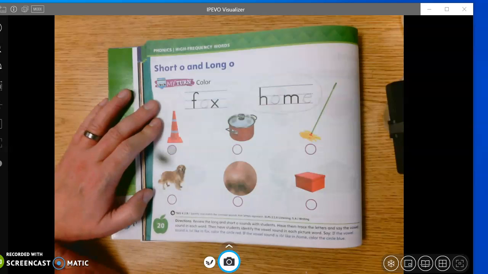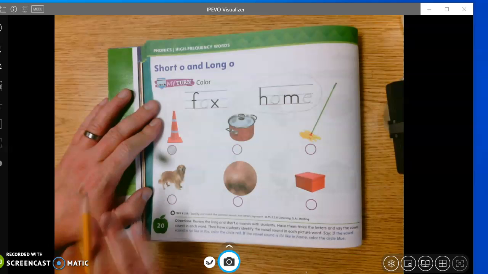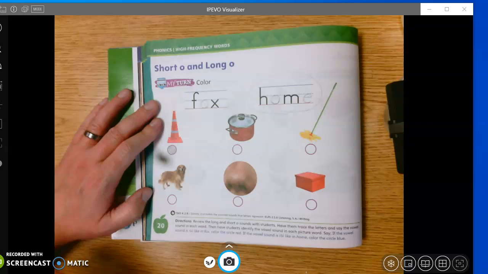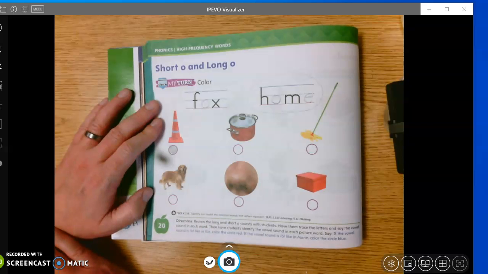Okay, how about this? This is a dog. Let's split the sounds apart. D, o, g. Is it O or ah? It's ah. That is the short O sound, and we're not going to fill that in. This is a nose, isn't it? Let's listen to the sounds. N, o, s. Is there an O sound or ah sound? There is a long O sound.